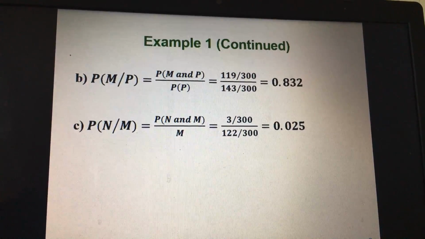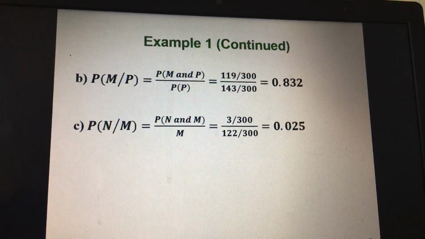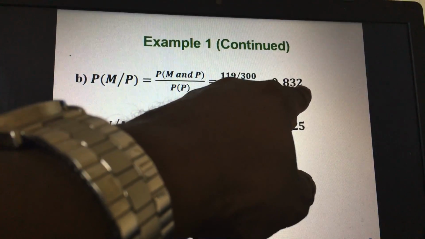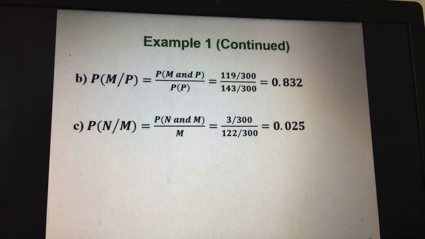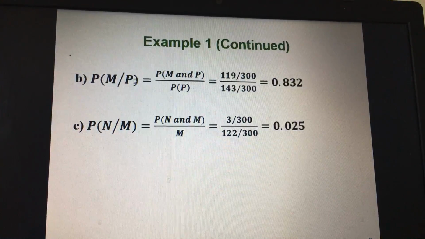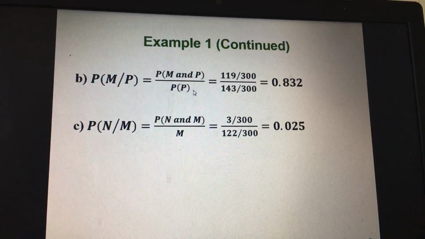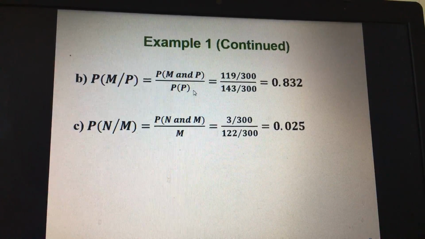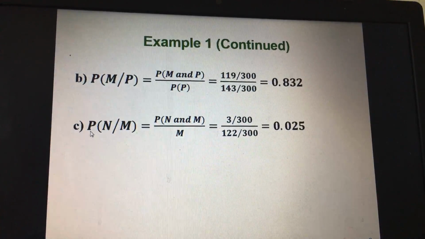So this means that there's an 83.2% chance that the subject uses marijuana, given that he or she tested positive. Now the last example question in that section is this one here.